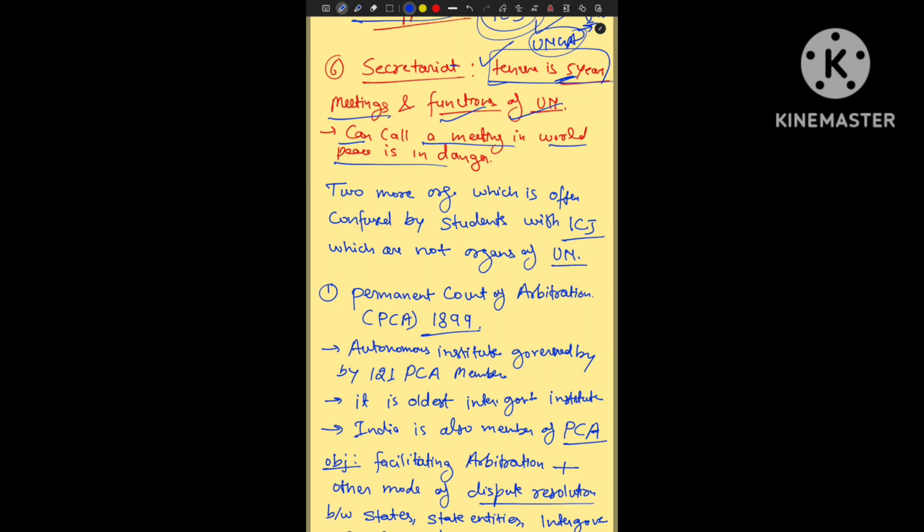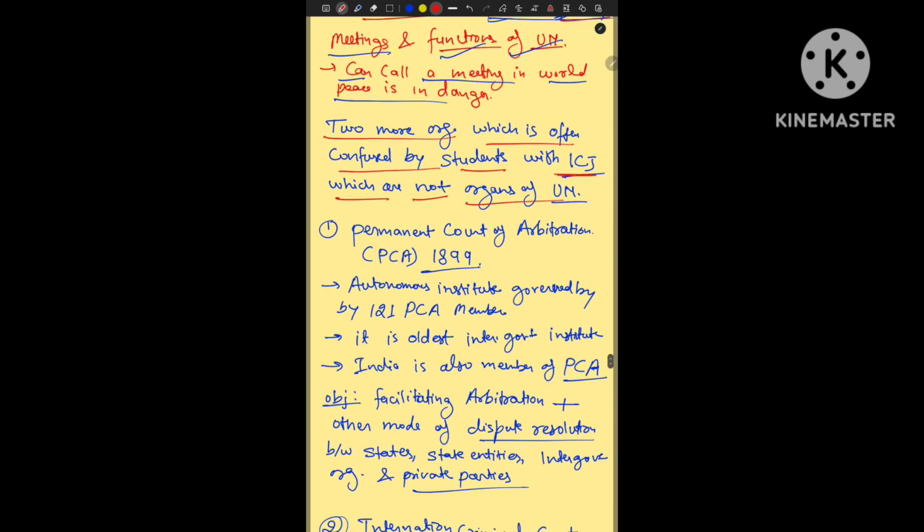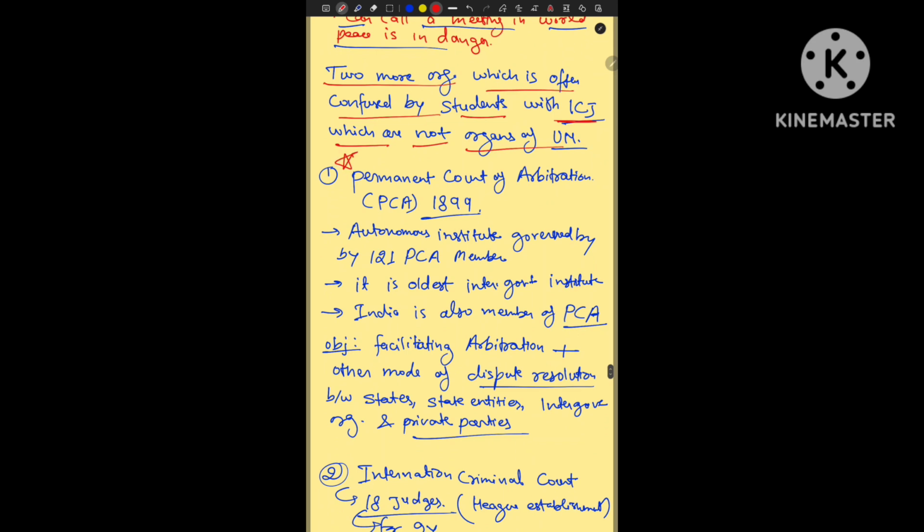And there are two more organs that students often confuse with ICJ because of the similar name, which are not organs of the United Nations. The first one is the Permanent Court of Arbitration. This body came into existence in 1899, before the United Nations came in 1945, almost 46 years earlier.